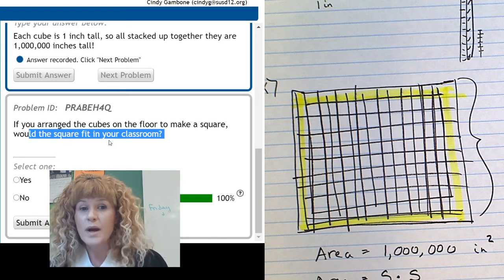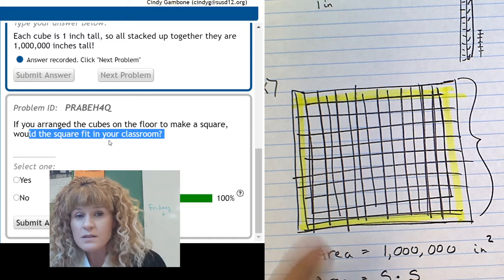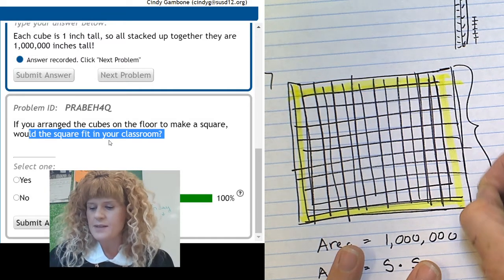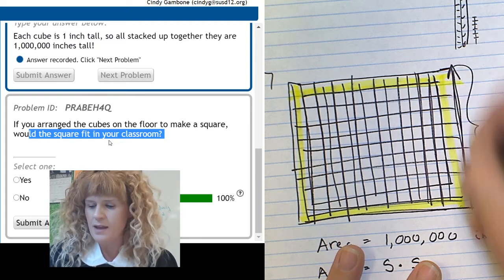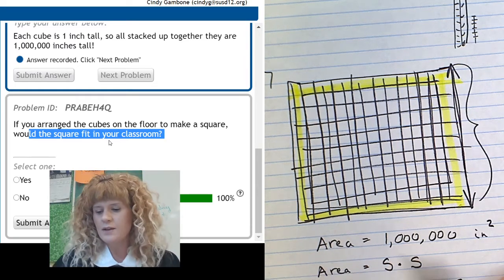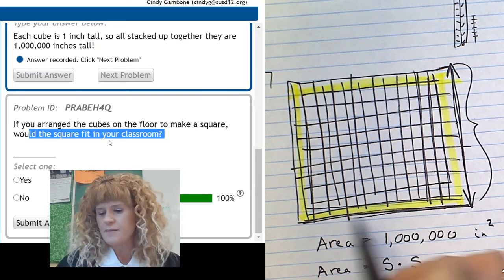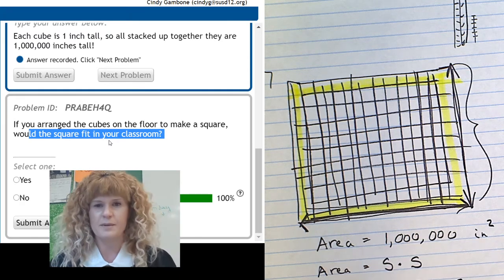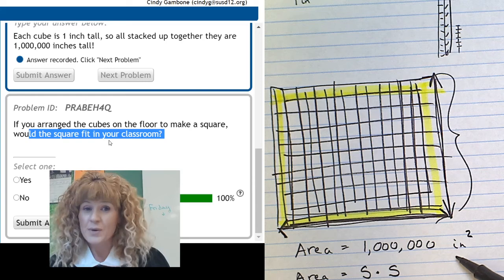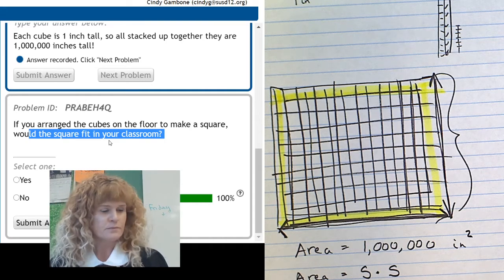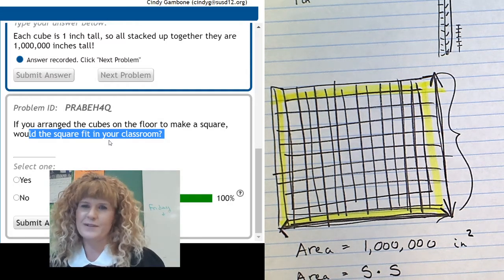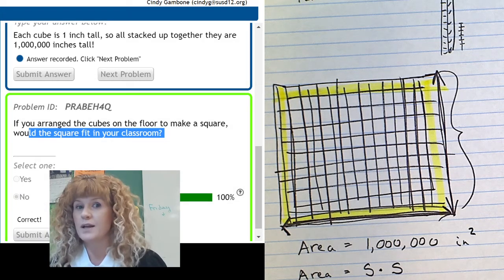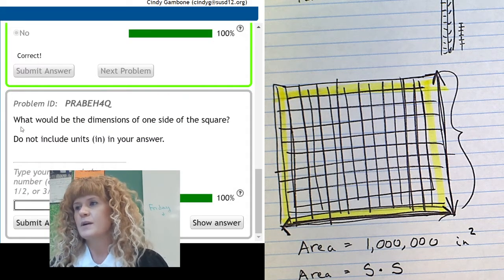Well, if there's 1 million squares, then that has to be like 1,000 of them this way and 1,000 of them this way. And I'll show you how I got that on the next problem. 1,000 inches? I don't think that's going to fit in my classroom. So I said no. Not in my classroom. Okay, next question.